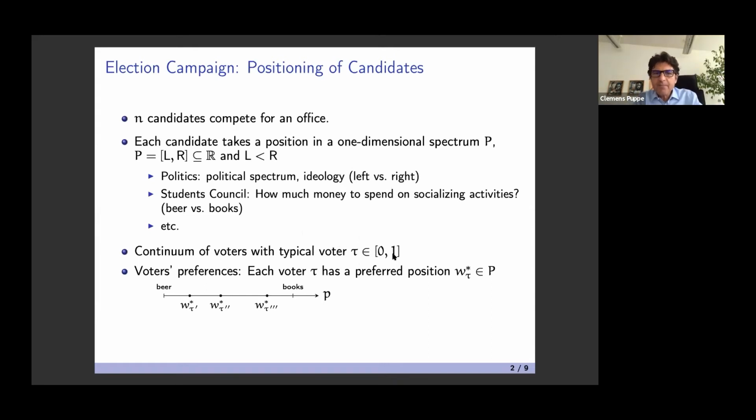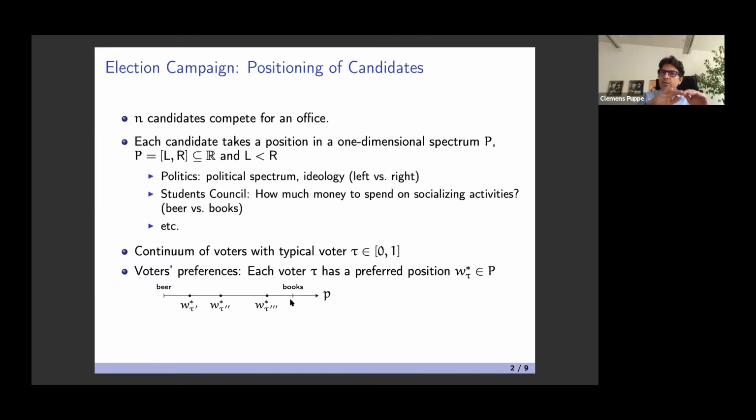Now, each voter has single peak preferences. Let's assume that. Each has a most preferred position. Let's call this W star tau. This simply means that voter tau prefers to have exactly this value, and the further away from this value, the worse for this voter. So here is, for instance, a voter who would prefer to have little money spent on beer, lots of money spent on books. This voter, tau triple prime, has another preference, and so on and so on.